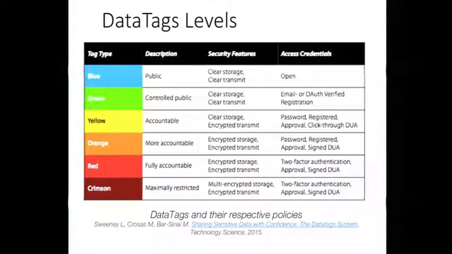And one step more. In the red case, you have encrypted storage, encrypted transit, but now you have two-factor authentication, so the access is also more controlled. And the crimson, which we haven't worked very much on yet, is multi-encrypted storage, with also two-factor authentication and signed data use agreements.